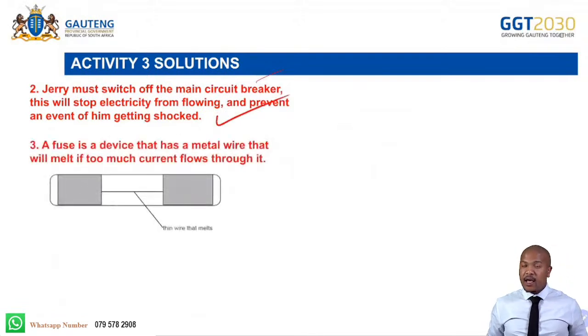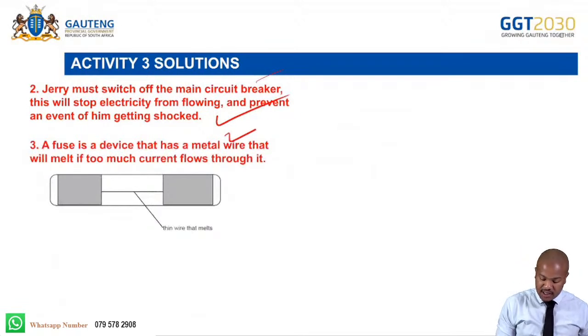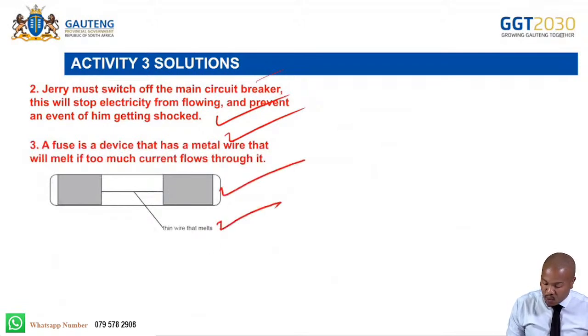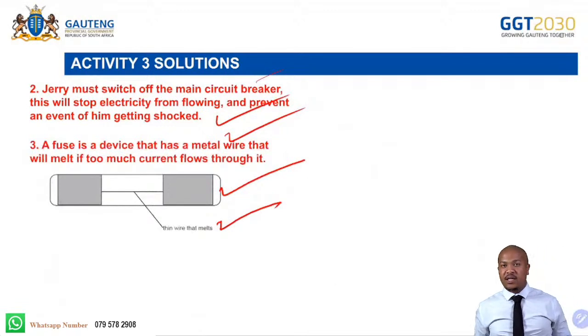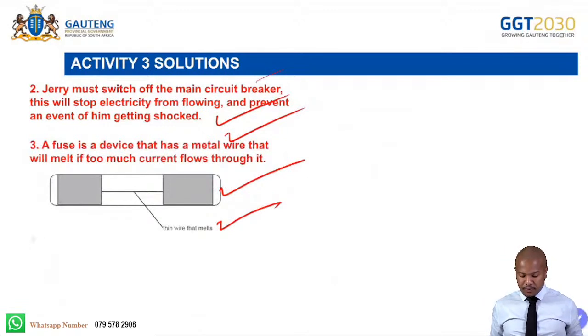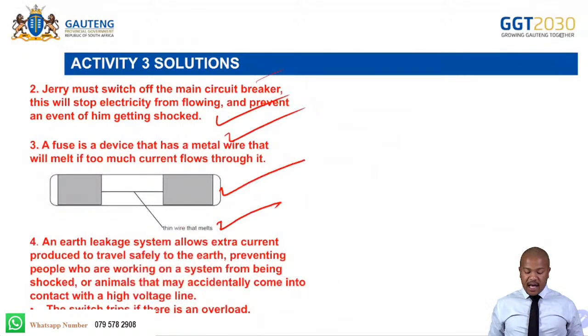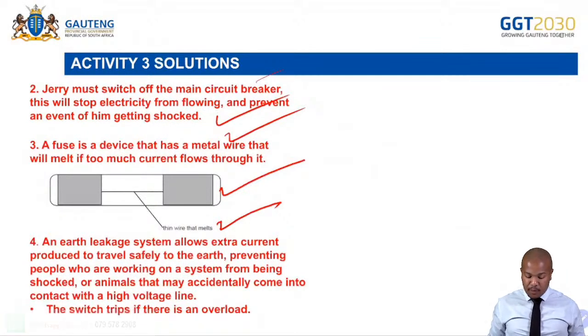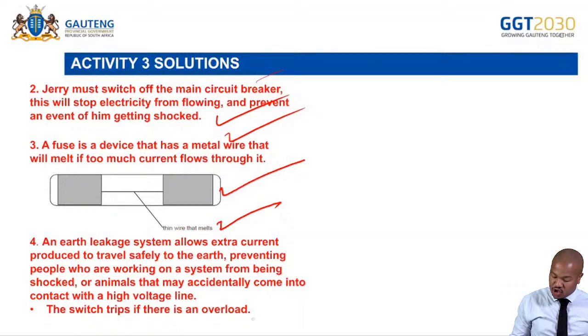Then number 3, remember, a fuse is a device that has a metal wire that will melt if too much current flows through it. That is the definition of a fuse. That is a diagram of a fuse, and this is the label for the thin wire that will melt, or the filament in the fuse. And number 4, an earth leakage system allows extra current produced to travel safely to the earth, preventing people who are working on a system from being shocked.